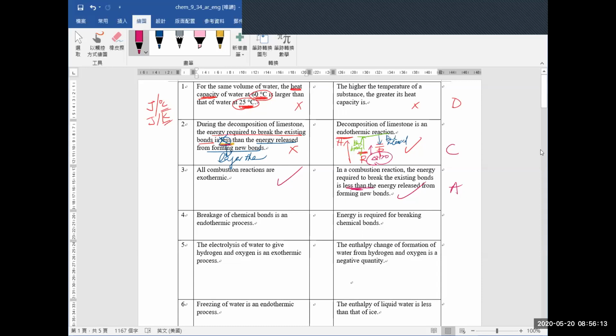Breaking of the chemical bonds is an endothermic process. Energy is required for breaking the chemical bonds.